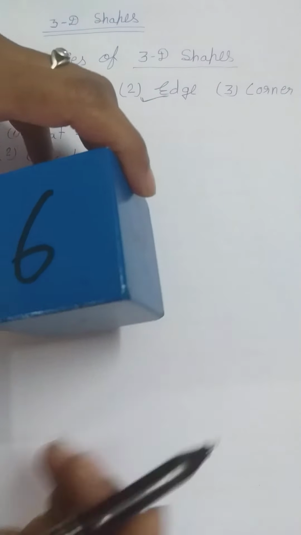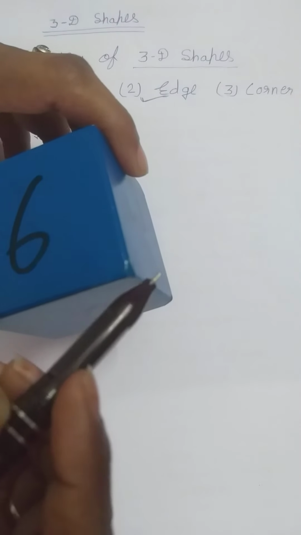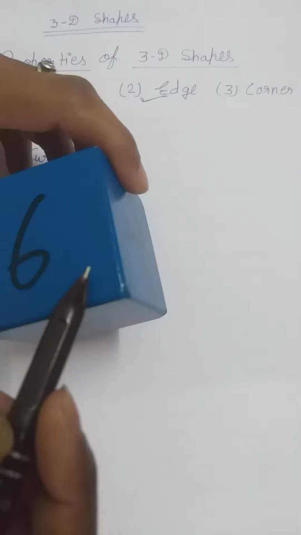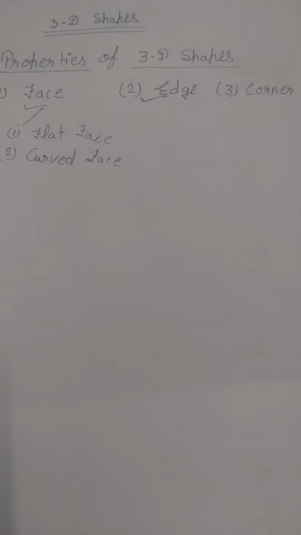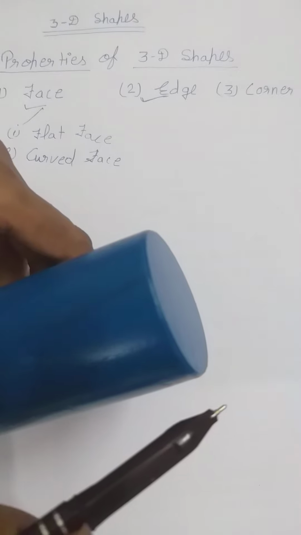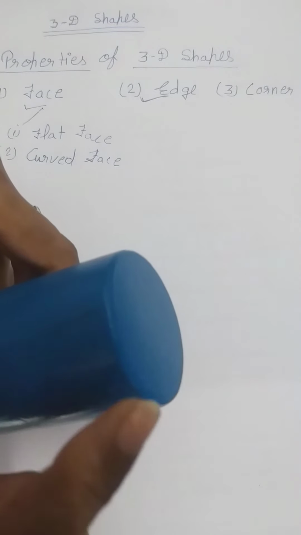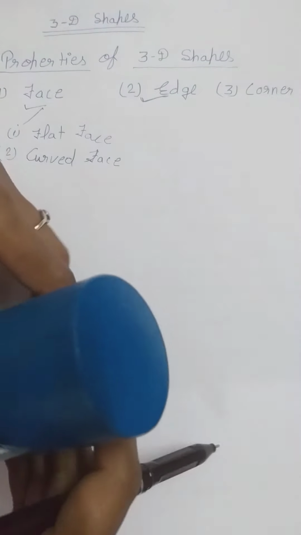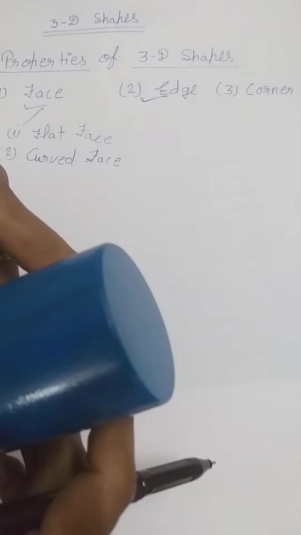Again we have this one is an edge and this one is an edge. Where two or more edges meet, that is called a corner. Let's see in our cylinder shape. Do we have a corner in this one or not? Where we have two edges. This one is only one edge. This one is only one edge. So in a cylinder we don't have any corner.